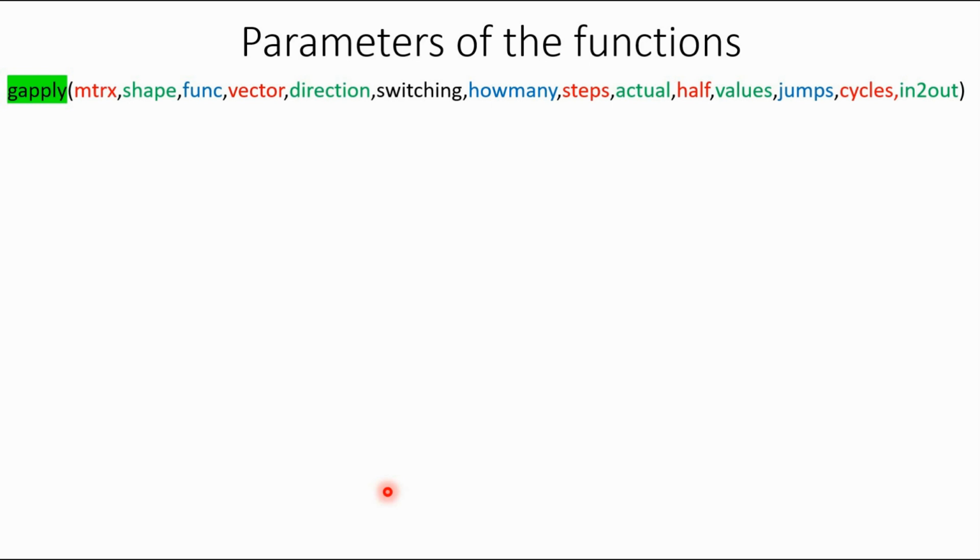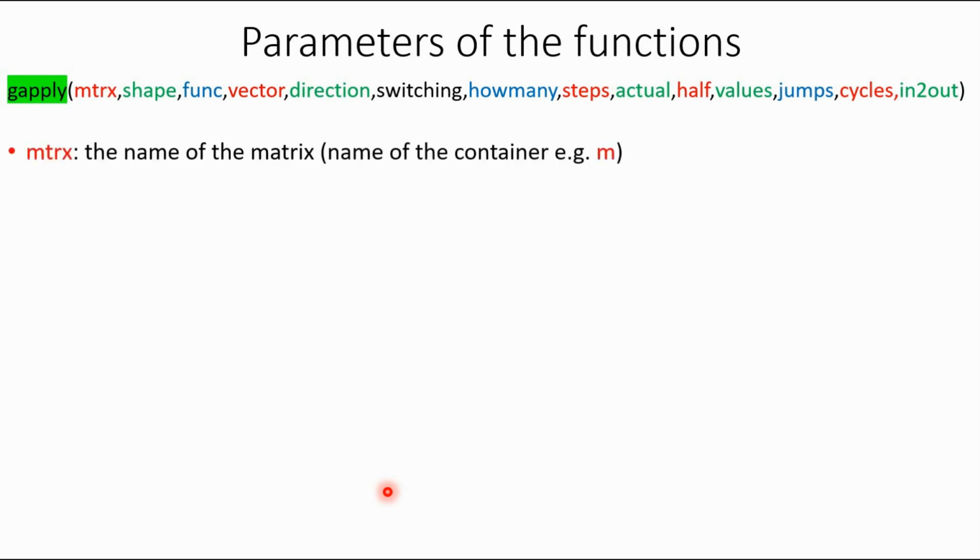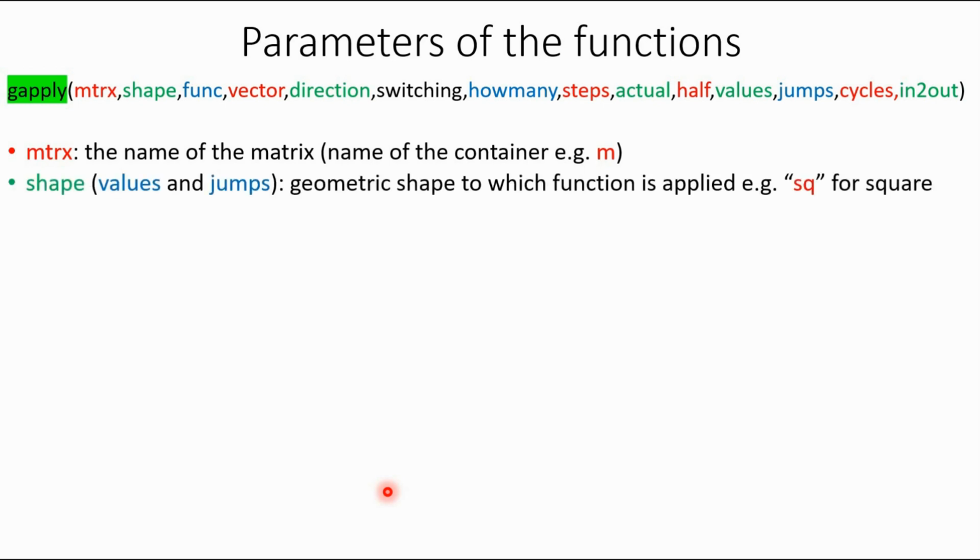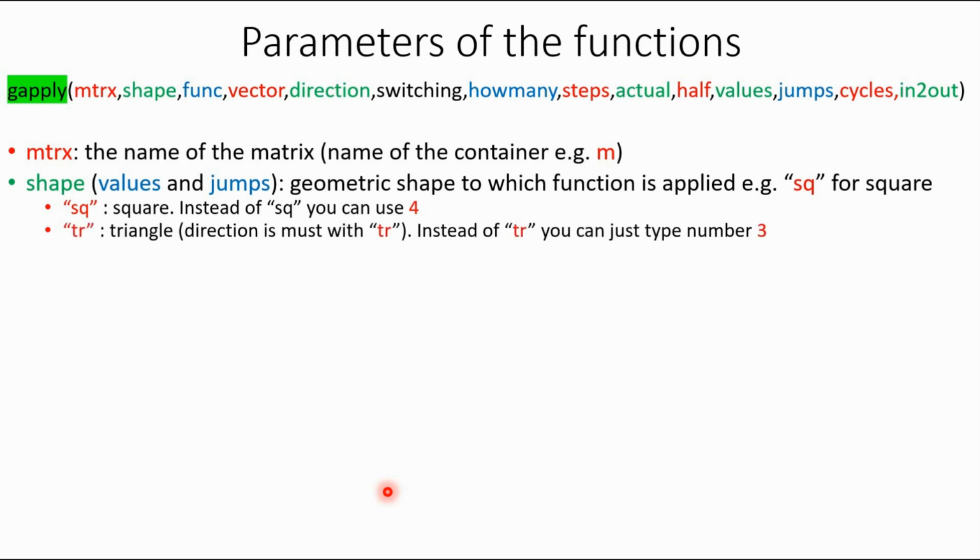Now let's come towards the parameters of the functions. This function has got many parameters. mtrx. This is the name of the matrix, the name of the container, for example M. The second parameter is shape, that is the values and jumps. Geometric shape to which the function is applied. For example, SQ stands for square. Instead of SQ, you can also use 4. TR, for example, stands for triangle, and instead of TR, you can also type 3.